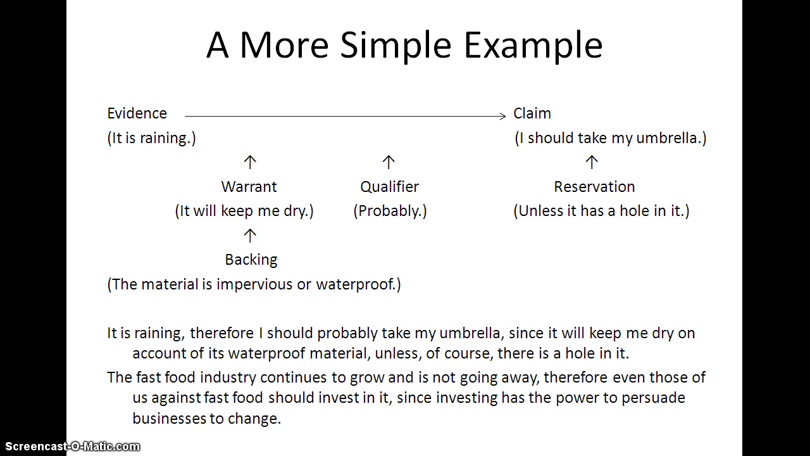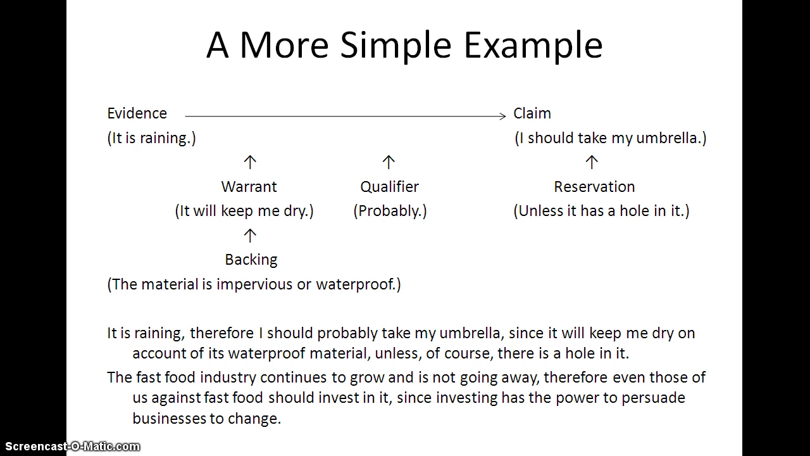One that's a little bit more serious might be, the fast food industry continues to grow and is not going away. That would be your evidence. Therefore, this would be your claim: even those of us against fast food should invest in it, since investing has the power to persuade businesses to change. And that last part, since investing has the power to persuade businesses to change, would be the warrant.